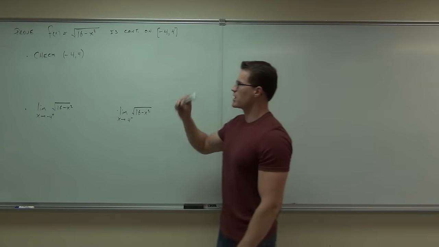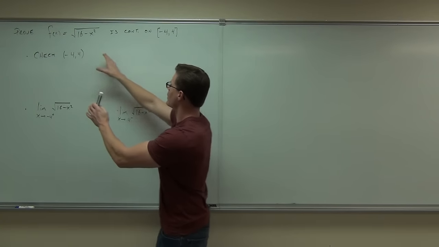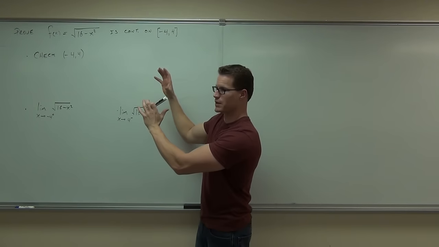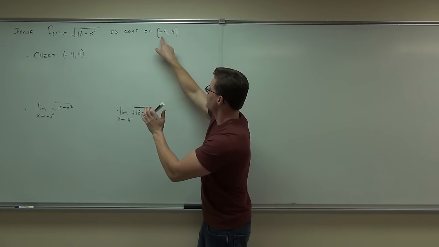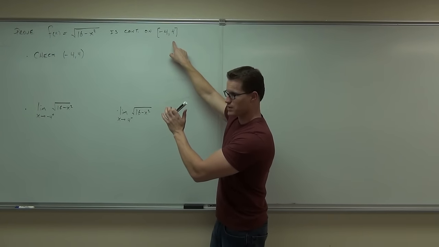First thing we're going to do is check the open interval, negative 4, 4. So we're going to check this thing to say that, okay, at least we know we're continuous from this point, but not inclusively. Then we'll have to check the endpoint, negative 4, and we'll check the endpoint, positive 4.